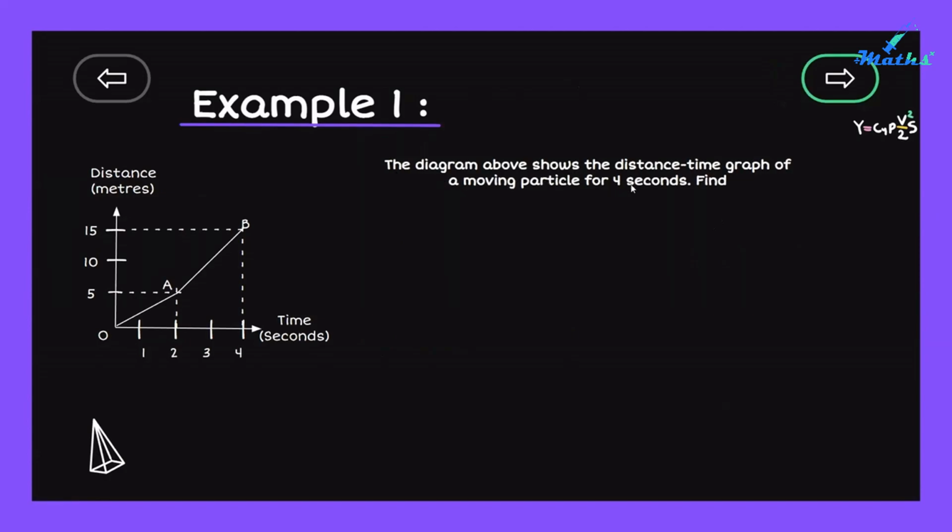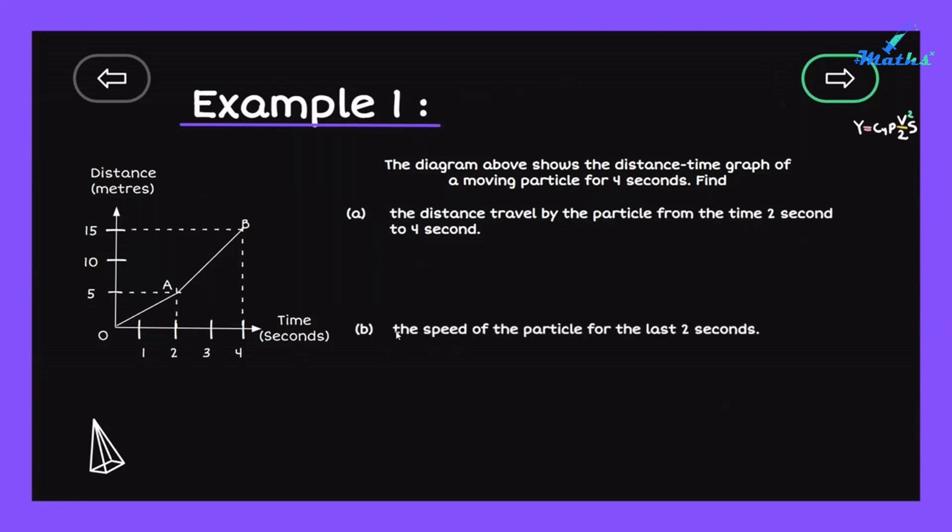The diagram above shows the distance-time graph of a moving particle for 4 seconds. Find A, the distance traveled by the particle from 2 seconds to 4 seconds, and B, the speed of the particle in the last 2 seconds. Question A asks for the distance traveled from 2 seconds to 4 seconds. So we simply take 50 meters minus 5 meters, which equals 10 meters. m stands for meters.